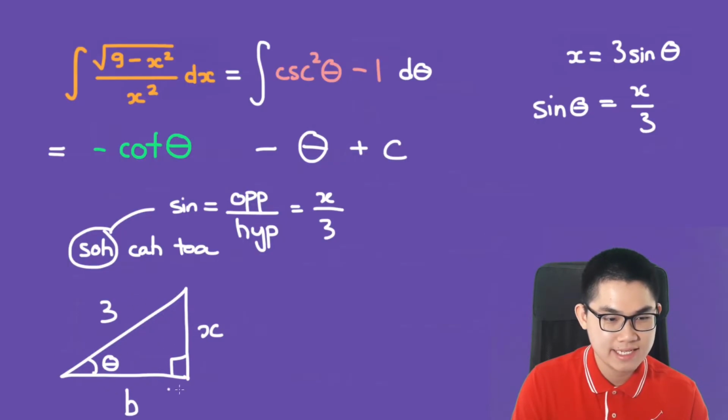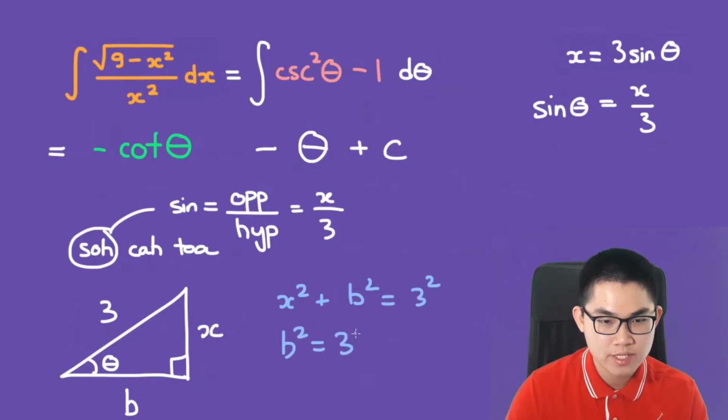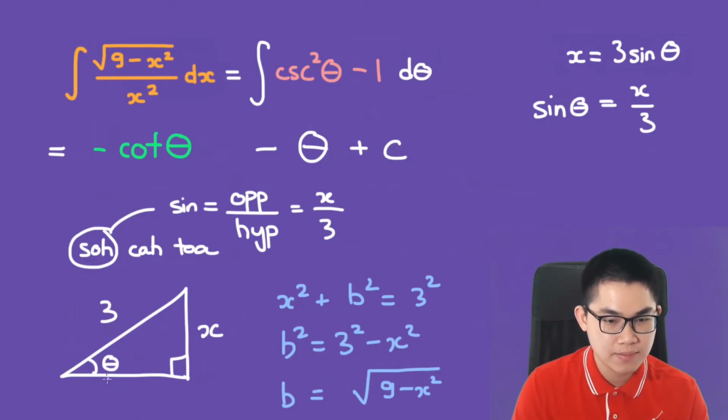We just need to find this side. The Pythagorean theorem says x squared plus b squared is equal to 3 squared. So this means b squared is 3 squared minus x squared, and 3 squared is 9. So b is equal to the square root of 9 minus x squared. Now you might be wondering, why is there no plus minus sign in here? Well, that's because the length of the triangle is always positive. That's why we only want the plus, we don't want the minus, and it's just redundant to write it at all. And let's replace the b with the square root of 9 minus x squared.